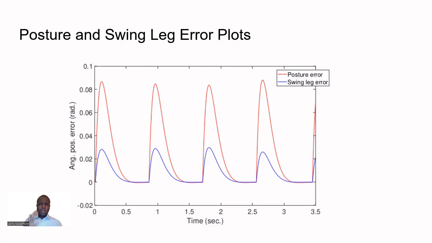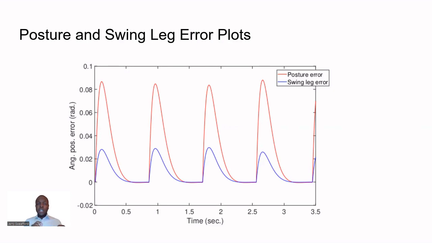There's a very specific angle that we're trying to maintain, and every time a step is taken, there's a little bit of a jolt, and that causes a slight forward motion of the torso. And when that forward motion happens, the controllers kick in and react and drive that error to zero. Similarly, there's a little bit of swing leg angle error every time a step is taken.